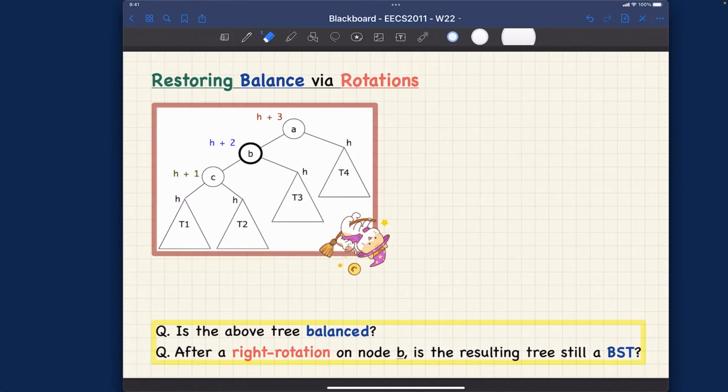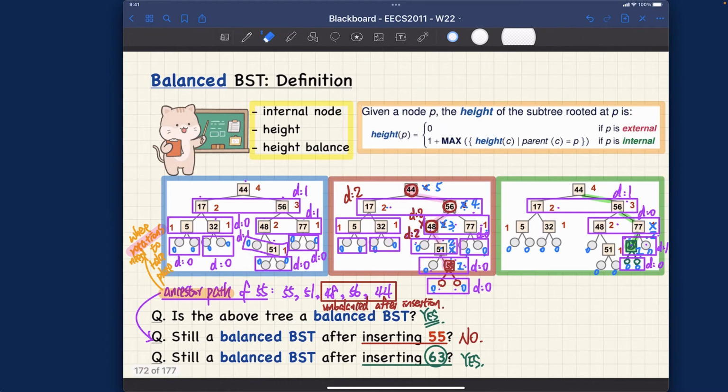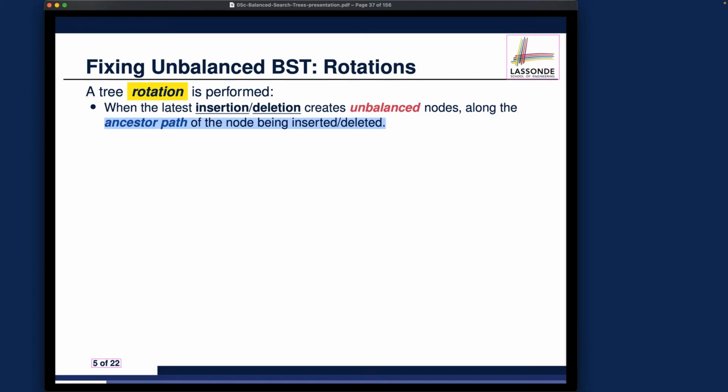Let me go back here. Remember the insight we made before? Along the ancestor path of the node being inserted, some of the nodes towards the root might have become unbalanced. That's really what I meant over here. Given that some nodes along the ancestor path become unbalanced, what we should do is use rotation to change the shape of the tree without changing its contents. Just remember that whenever you do rotation, the same tree is still there, by just changing the way you organize the parent and child nodes.